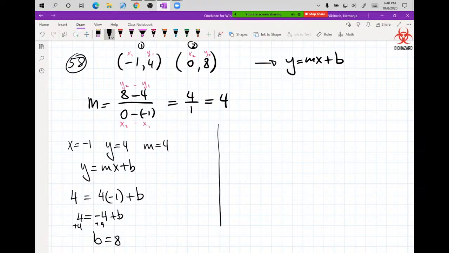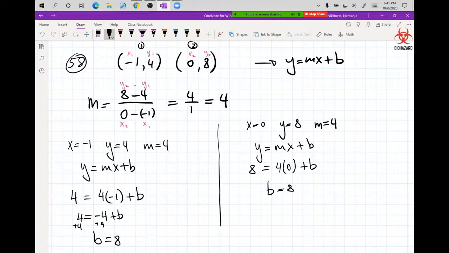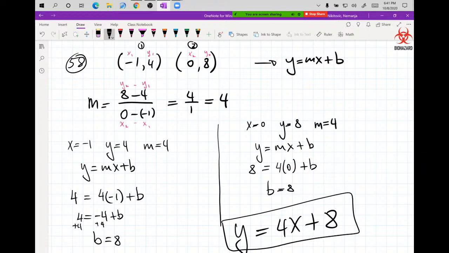If I use the other point, I will get the same answer. It's just going to be way quicker. If I use x equals 0, y equals 8, and m equals 4, y equals mx plus b, plug in y, that's 8, equals m is 4, and look, times 0. You immediately get b is 8, because 4 times 0 is 0. It's gone. So you just have b is equal to 8. So we can now write that the equation is y equals 4x plus 8. And we're done.